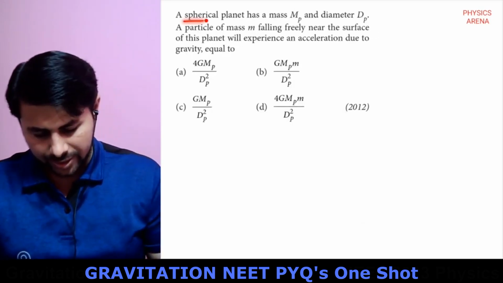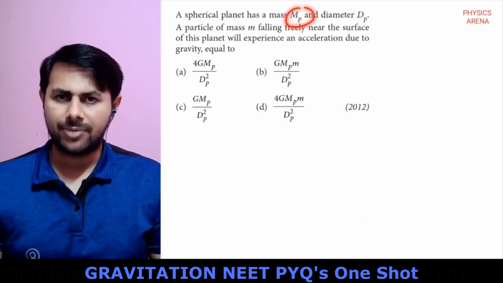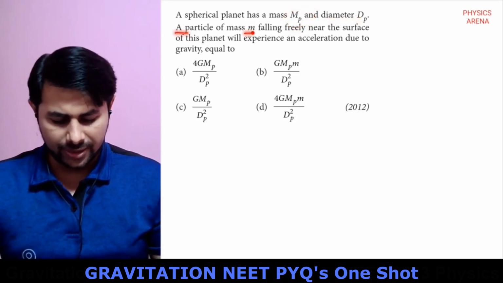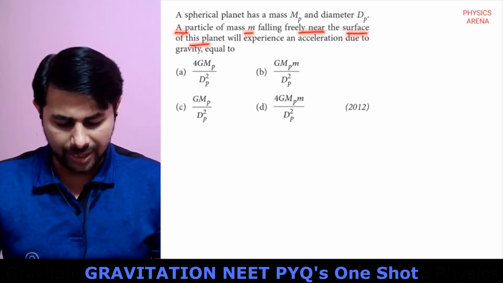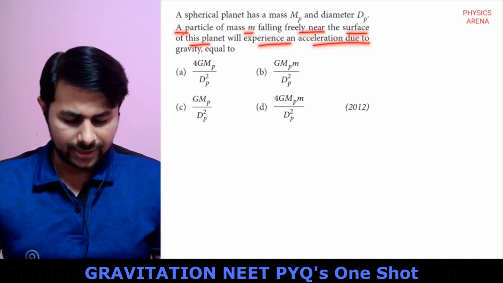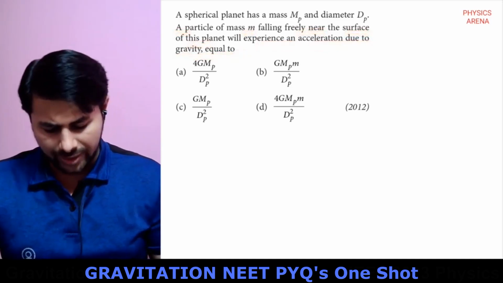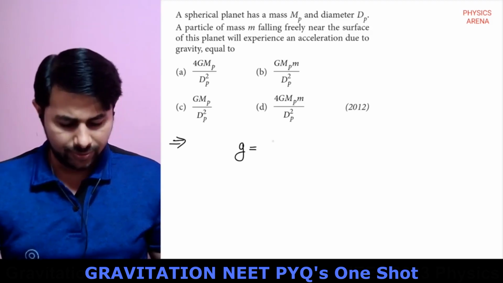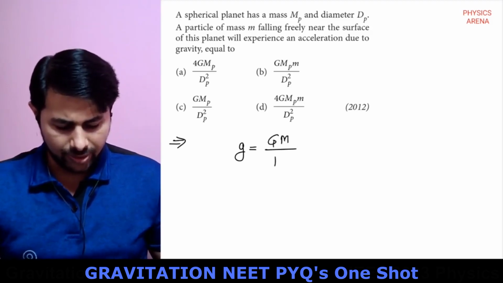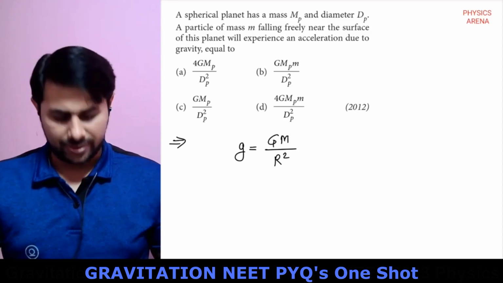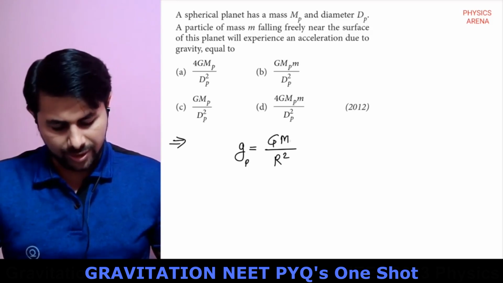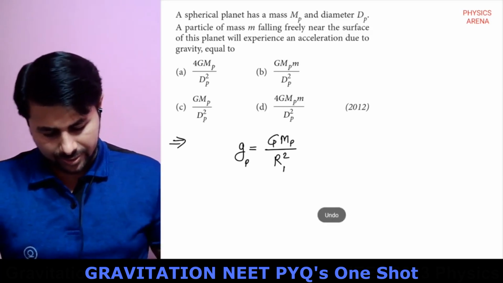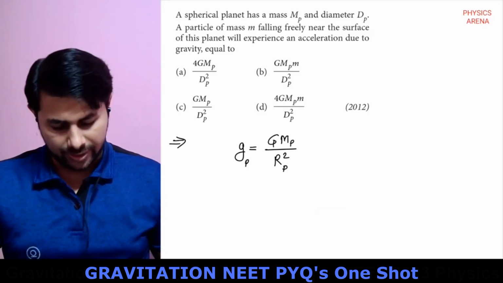Let's see next question. A spherical planet has mass m suffix p and diameter d suffix p. A particle of mass m falling freely near the surface of this planet will experience an acceleration due to gravity equal to. So very simple question, right? So we just have to remember g equals G times M upon r square. So for that planet, what will be g? gp will be G into mp upon rp square. Okay, radius of that planet square.